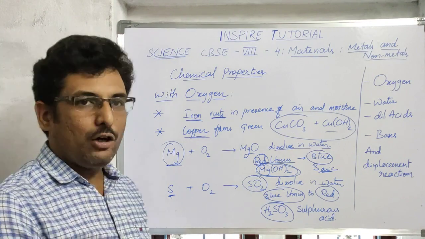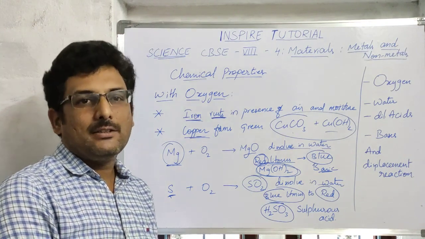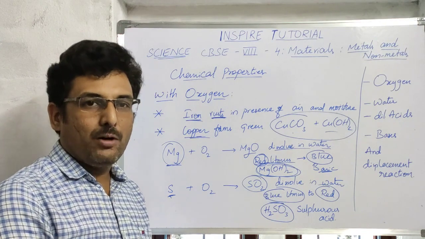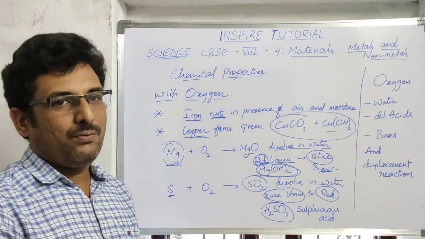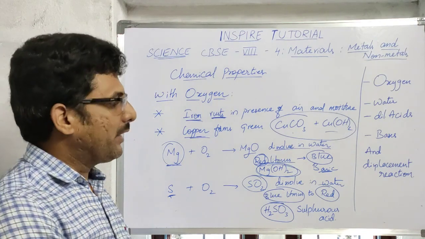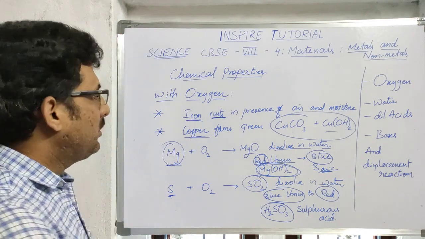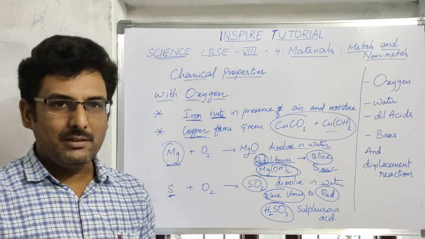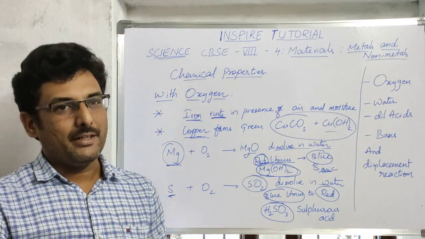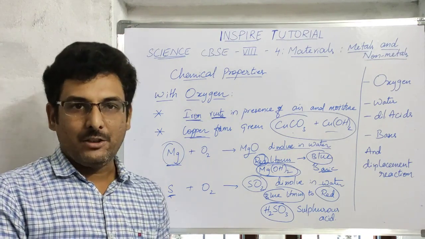So depending on the nature of the substances which are formed by the combustion of metal or non-metal, we can classify them as metals and non-metals. So this is how we can classify metals and non-metals based on their chemical properties. First one is reaction with oxygen.